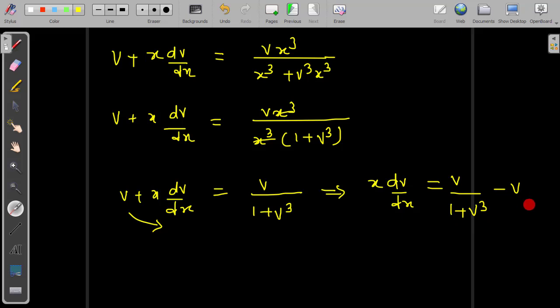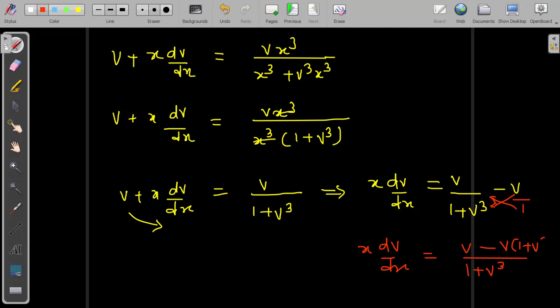Now take the LCM, because the right side denominator is 1. The LCM is 1 plus v to the power 3. The next step: x times dv by dx equals, taking the LCM of 1 plus v cube and 1, which is 1 plus v cube. Now multiply 1 times v, which is v again. This v is multiplied with both terms, which means v times 1 plus v to the power 3. Afterwards we will simplify the numerator.